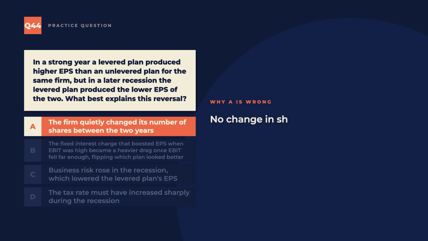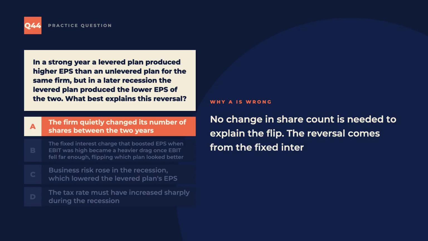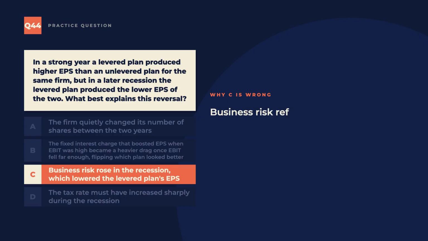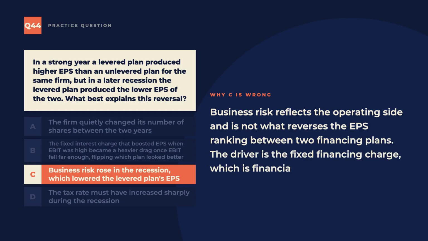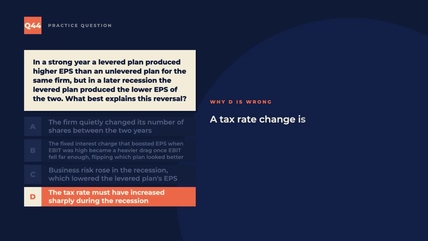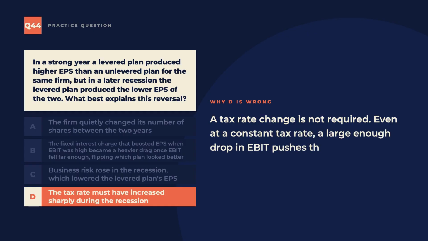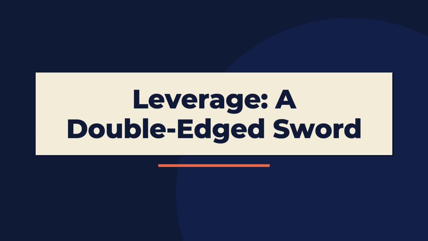A is wrong because no change in share count is needed to explain the flip. The reversal comes from the fixed interest charge interacting with a much lower EBIT. C is wrong because business risk reflects the operating side and is not what reverses the EPS ranking between two financing plans. The driver is the fixed financing charge, which is financial risk. D is wrong because a tax rate change is not required. Even at a constant tax rate, a large enough drop in EBIT pushes the firm below the indifference point and flips the ranking. A financing plan that wins big in a strong year can lose badly in a weak one.